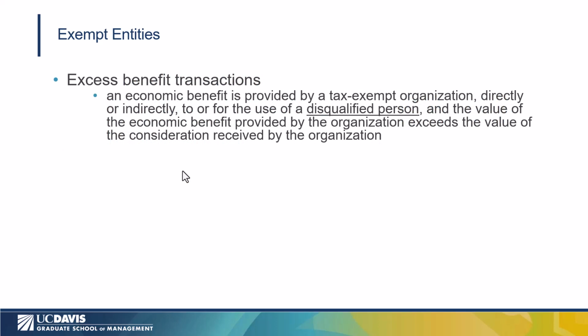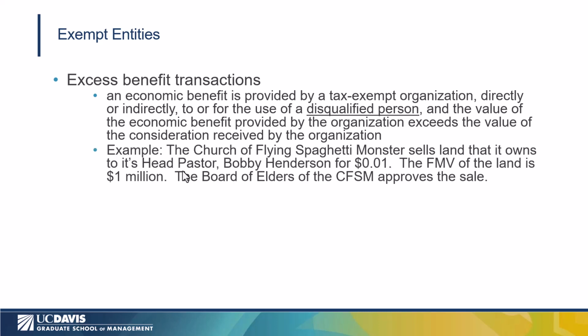And this is when you engage in a transaction that's providing economic benefit, so it's inuring to someone who's related to that tax exempt organization. So an economic benefit is provided by a tax exempt org directly or indirectly for the use of a disqualified person. So if you're a disqualified person, you've got to be careful about what's being given to you. And the value of that benefit exceeds the value of consideration received by the organization.